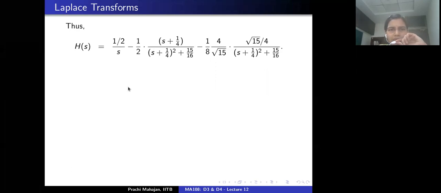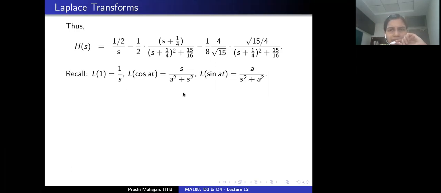Okay. So we will use the following facts. The Laplace transform of the constant function 1 is 1 by s. The Laplace transform of cosine at is s by s squared plus a squared. And the Laplace transform of sine at is a by s squared plus a squared. This is exactly what we have here.